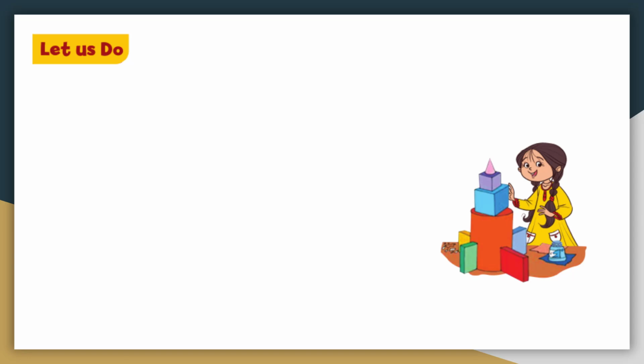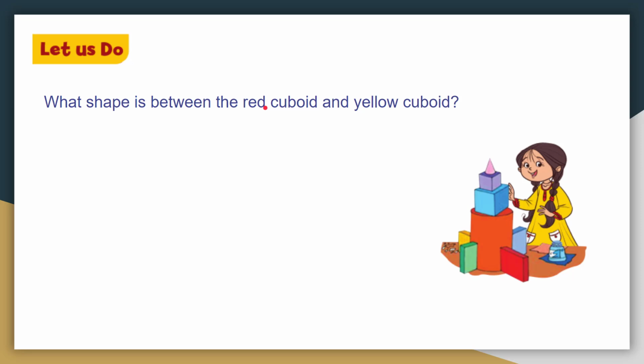Now we have some questions from this image. What shape is between the red cuboid and yellow cuboid? So this is the red cuboid, this is the yellow cuboid. And what shape is between them? Yes, that is a cylinder.